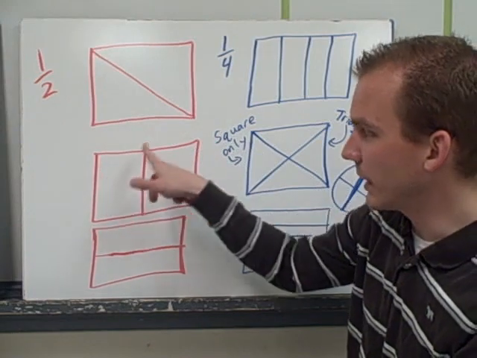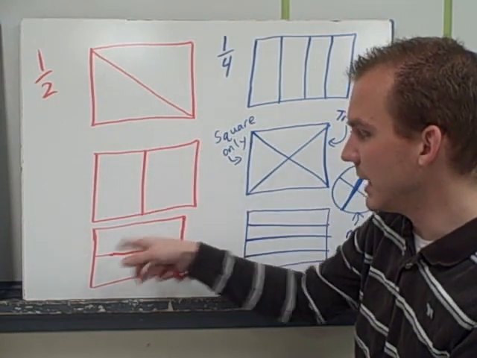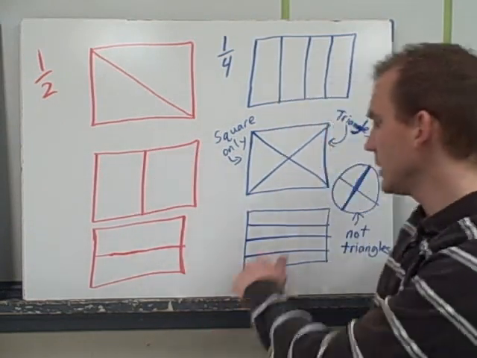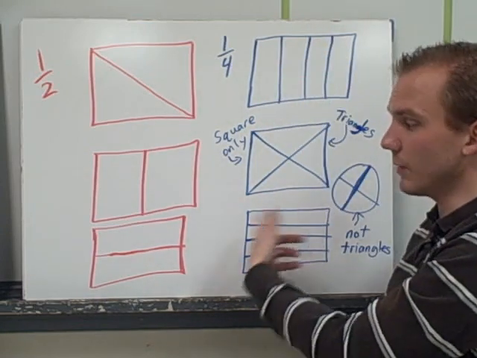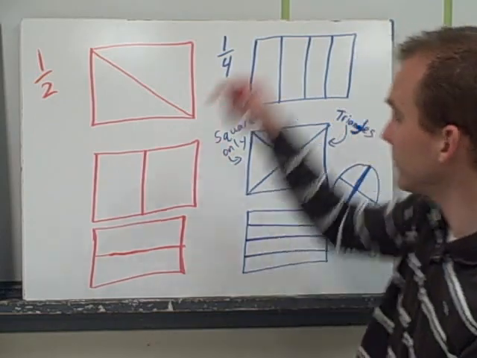Now, more halves with a rectangle, just a line right down the middle, up and down, and side to side. Same with fourths, just like we did up and down lines, you can do side to side lines in any rectangle and create fourths.